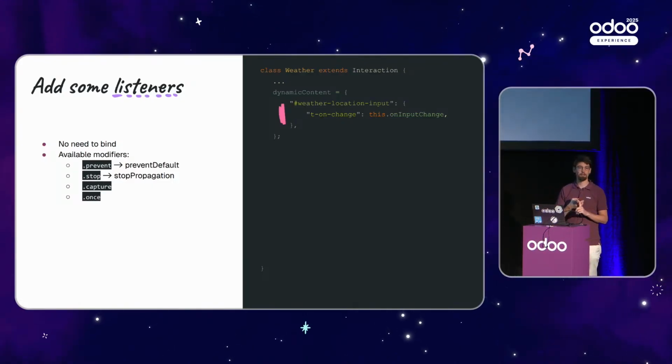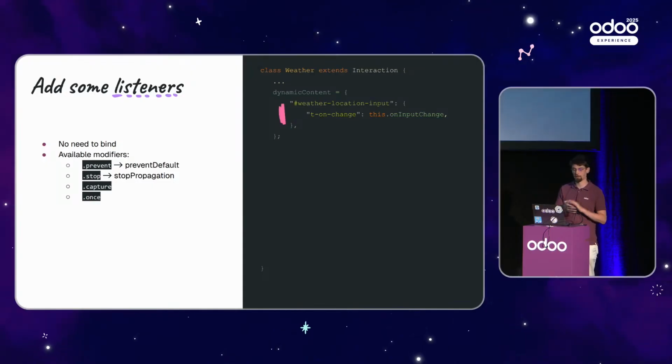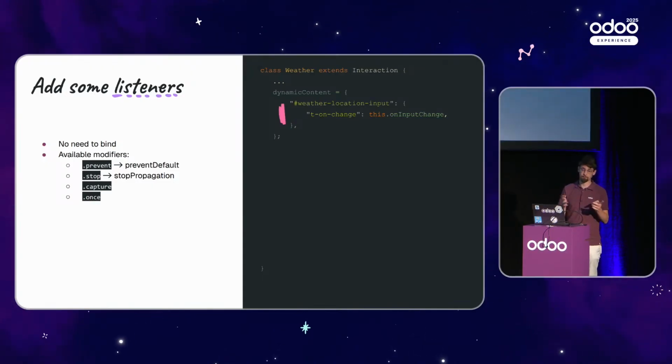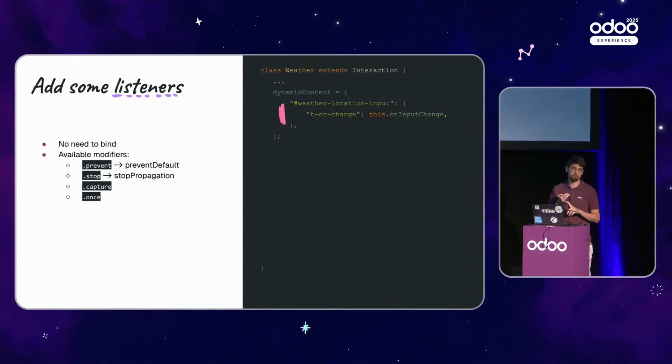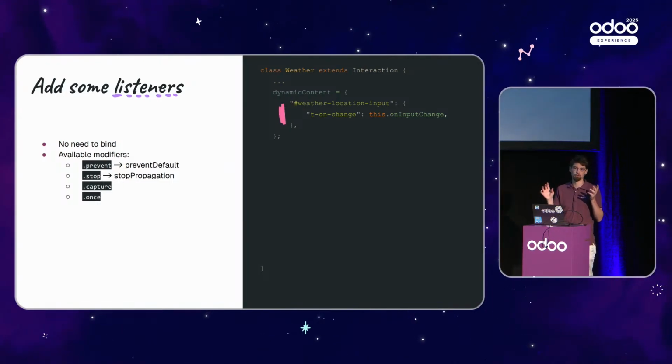You have a .prevent that will prevent default in your handler. You have a .stop, stop propagation. You have .capture, which will, well, capture the event. .once will only listen to it once and then remove it. And there are two other ones which are very niche, so most of the time you shouldn't have to use them.